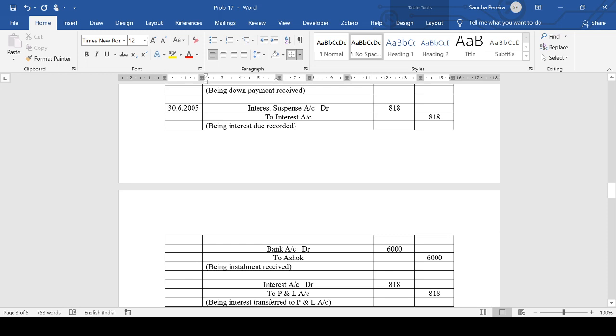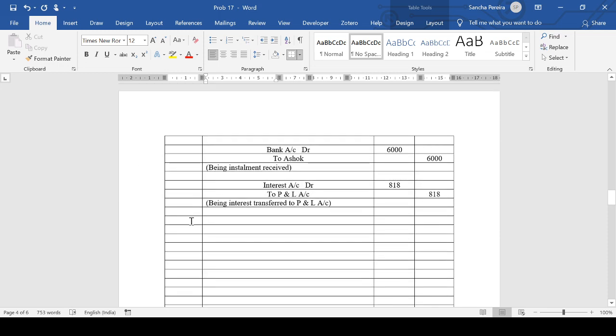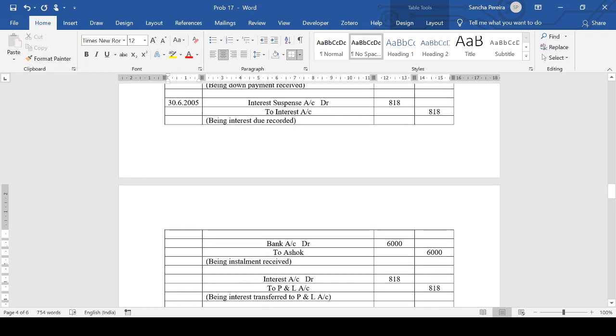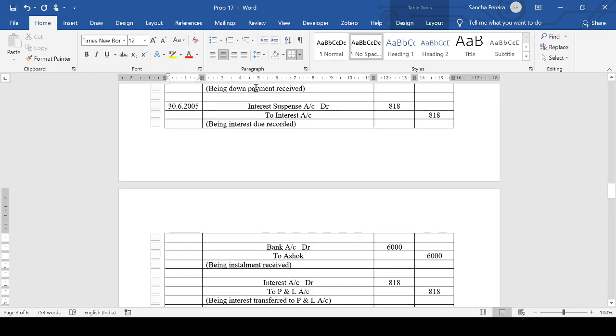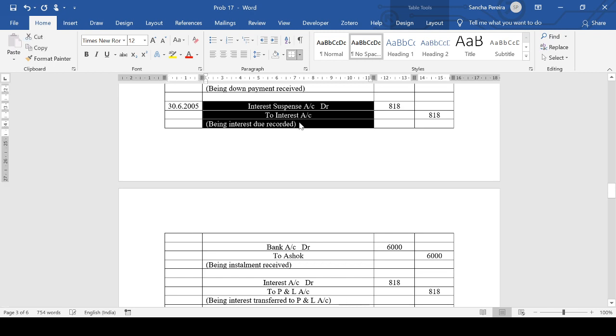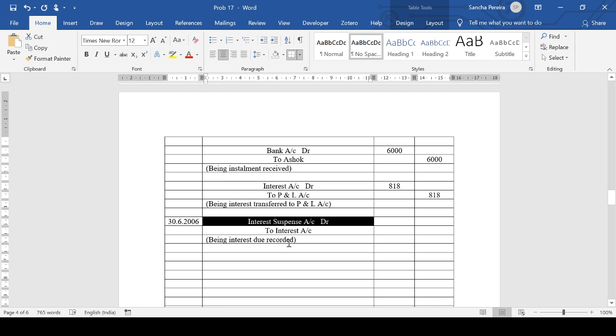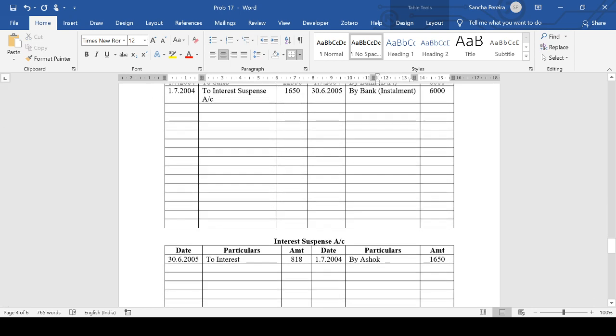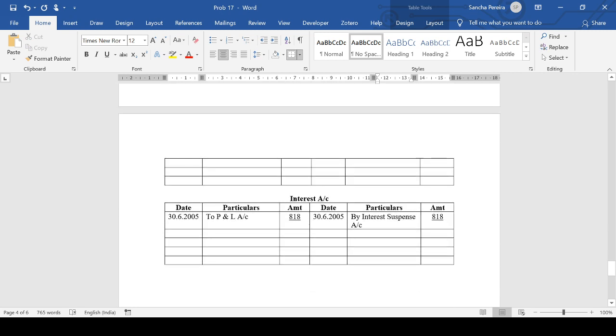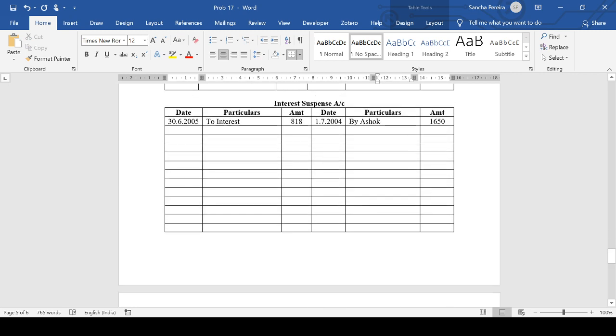So we start with the whole thing again on 30th June 2006. So we have the same entry. Interest suspense account debited to interest account. Oh, sorry, I think I've not closed this. We just need to close this first. So the interest account tallies. Then we need to close this. So this will be 1650.